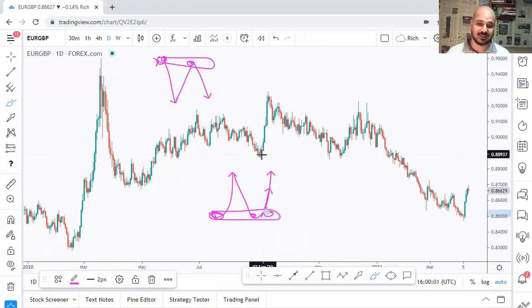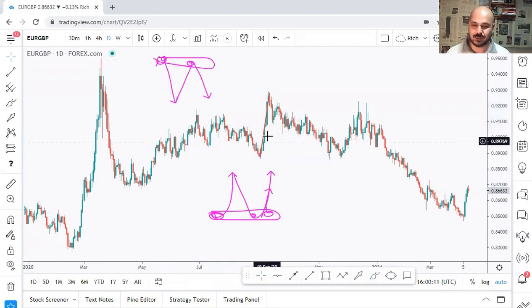So for example, this is a very strong demand area. And let me draw the length of it. So from here till here, right? And as you can see, the bullish candles are very, very aggressive. And here, the price made approximately the same movement.